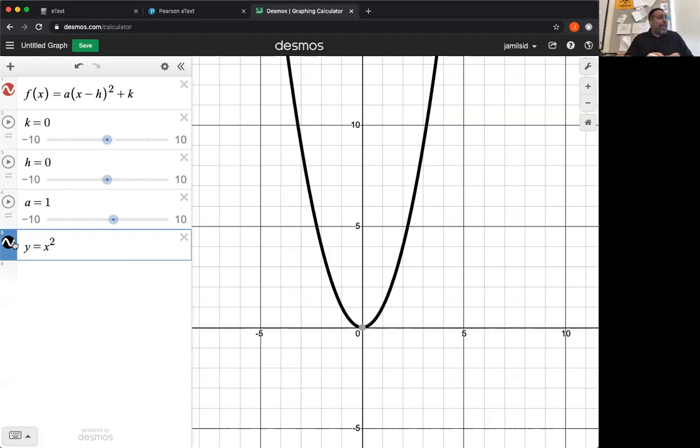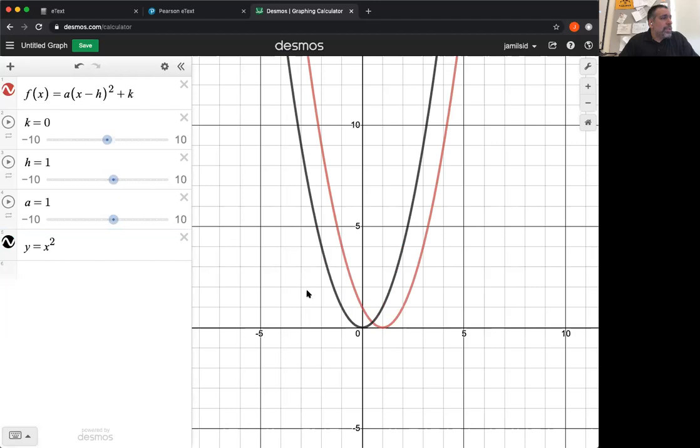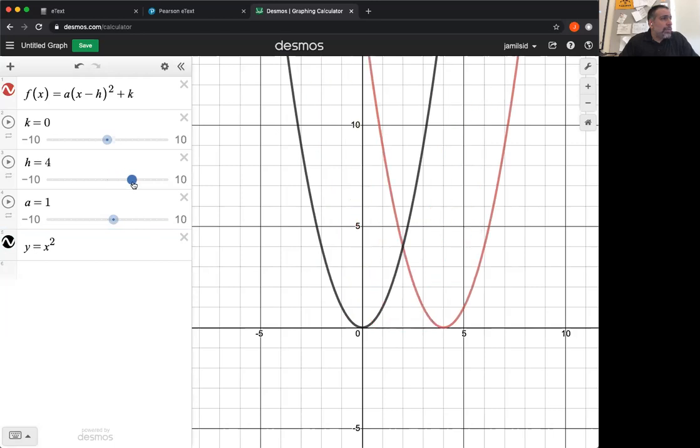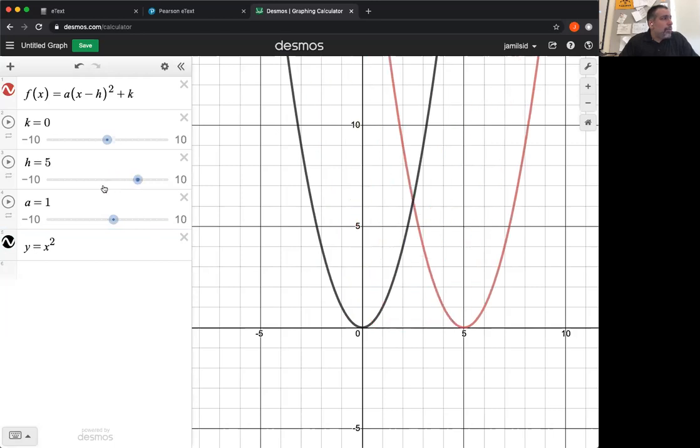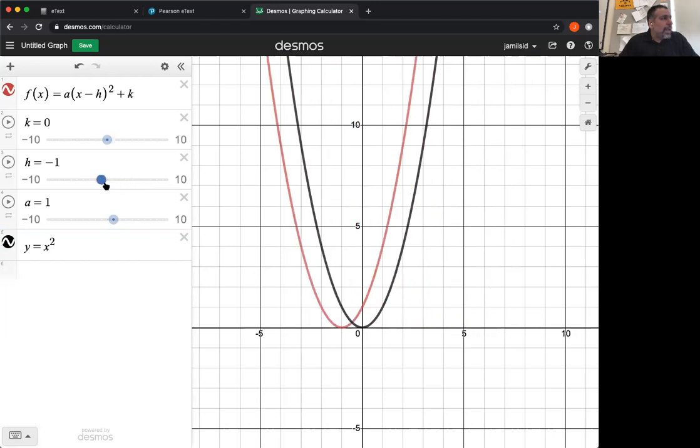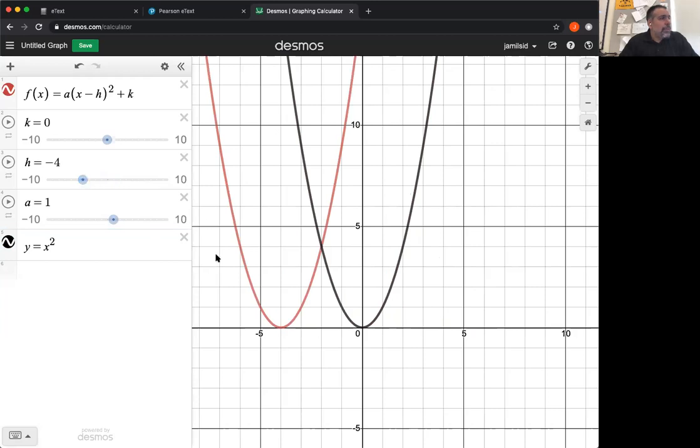So now what happens when we start changing some of these values? For instance, if we take the h value and we change it from 0 to 1, what you see is the red graph actually moves to the right by 1. So changing that h value shifts our parabola either to the left or to the right. When I make h equal to 5, it actually moves over 5 units to the right. When I make h equal to negative 4, it moves 4 units to the left. So by knowing what the h value is, we know how to shift that y equals x squared parabola.